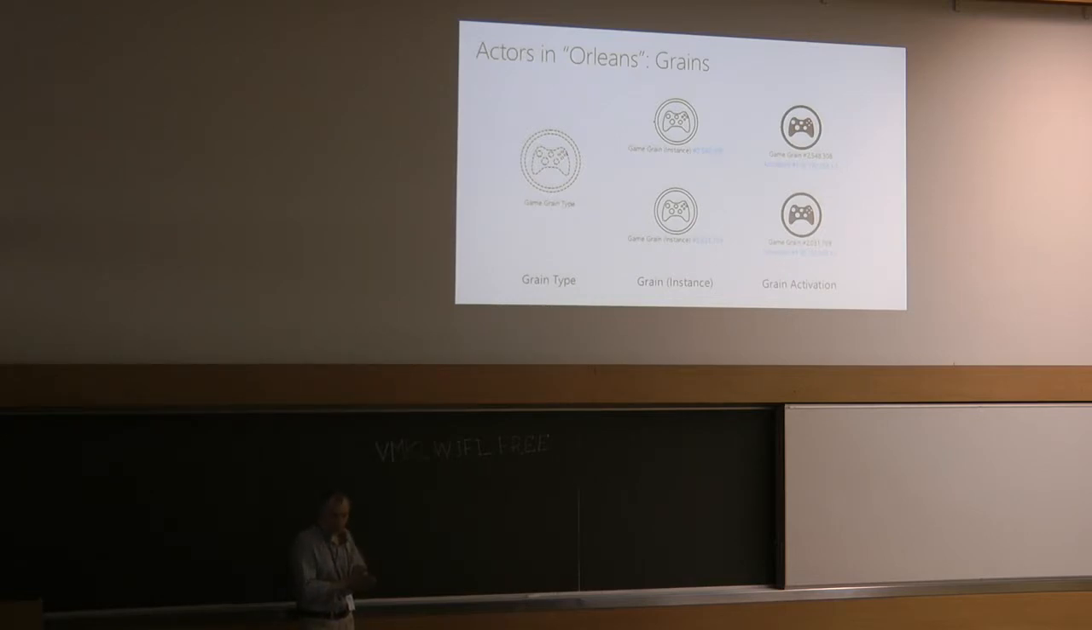So this is to highlight: you have a grain type, which is really a class of grains. For example, the user grain is the class. Then you have instances, the user grain of particular users X, Y, and Z. And that's where a traditional actor model usually stops.